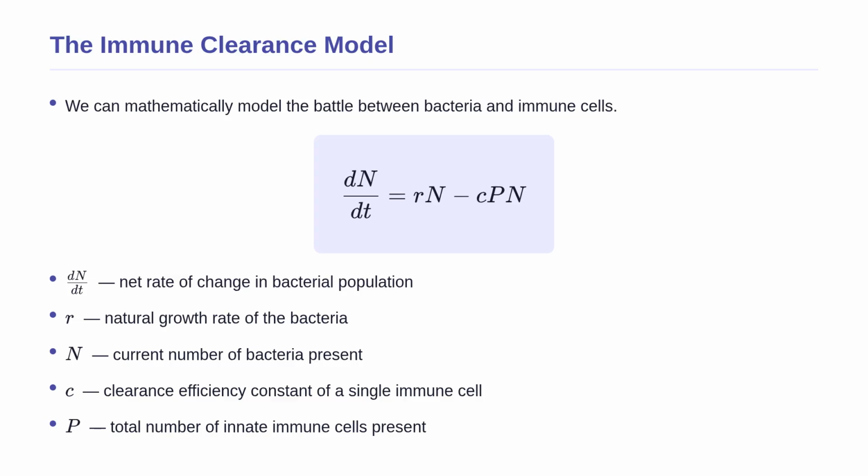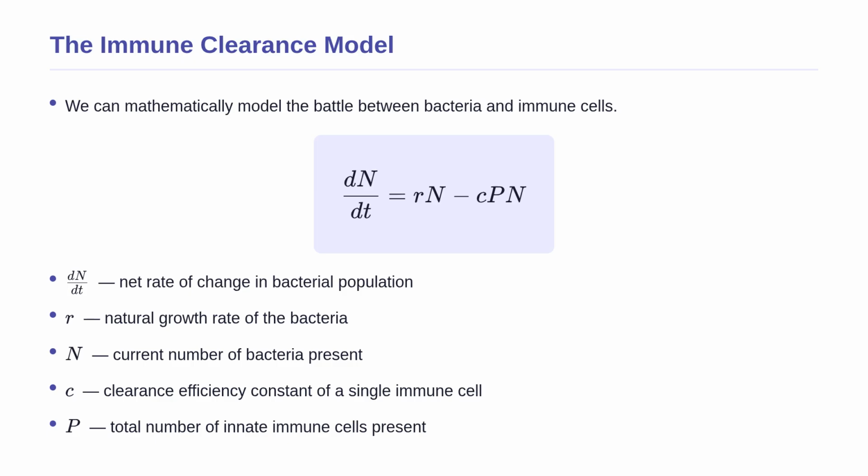Let us break down these symbols. The variable R stands for the natural growth rate of the bacteria, and N is the current number of bacteria. So R times N is how fast the bacteria are multiplying.